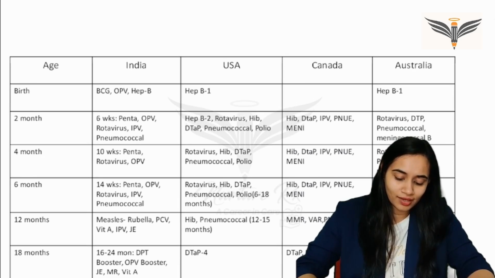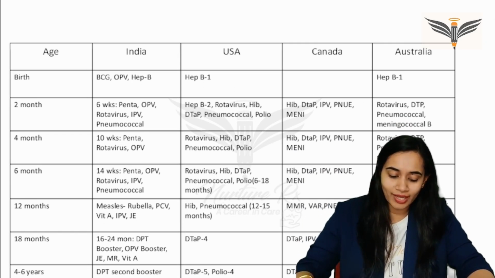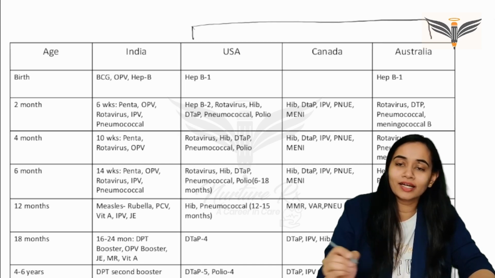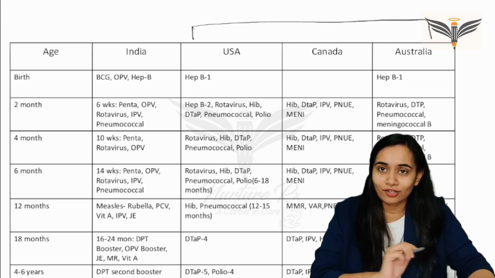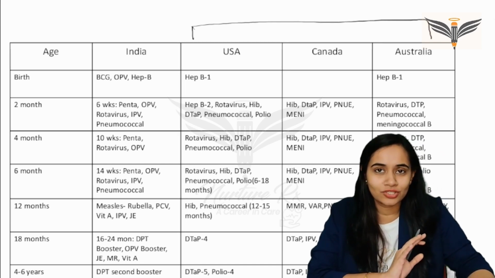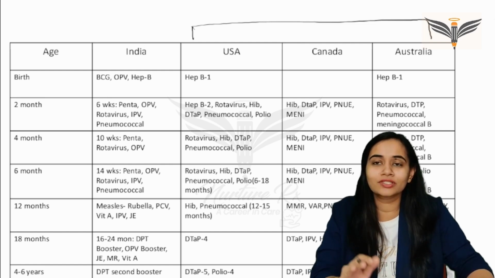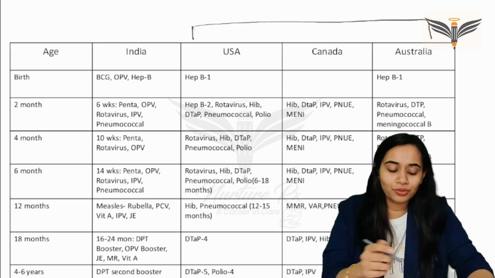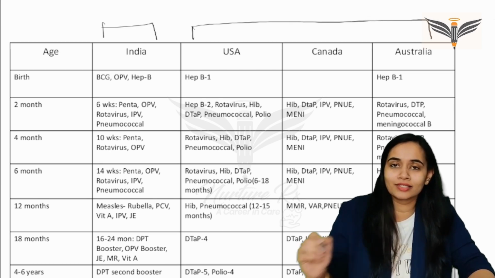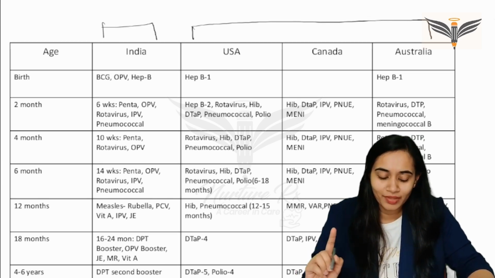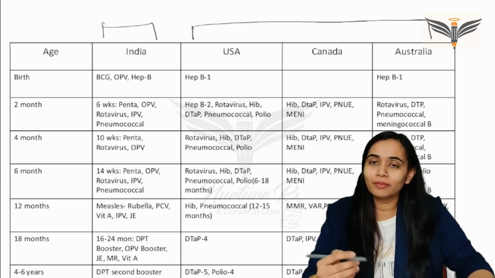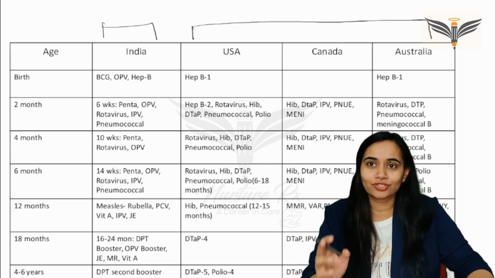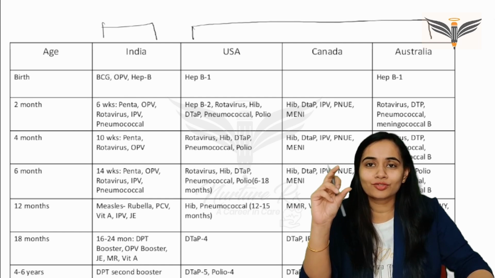So, as we are preparing for NCLEX, what is important for us? These three countries, USA, Canada, and Australia. We need to know the immunization schedule of these three countries because this is what is asked in the NCLEX examination. In addition to it, we will be reading about India's immunization schedule as well. Okay, so now before we begin seeing what is the actual immunization schedule, I want you to remember a small mnemonic.